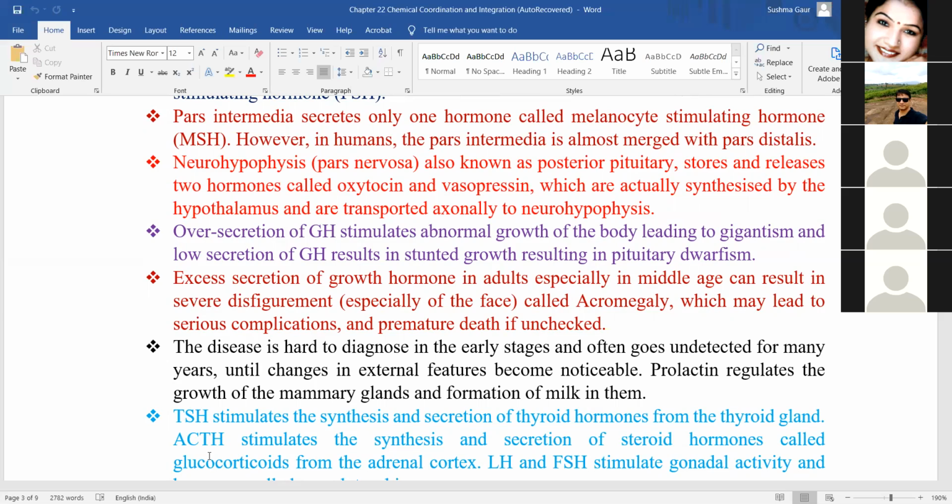Okay. I have shared in the group. Please see the information related to this oxytocin and vasopressin. Everyone got the message? My voice is audible? Yes, ma'am. Okay, fine.